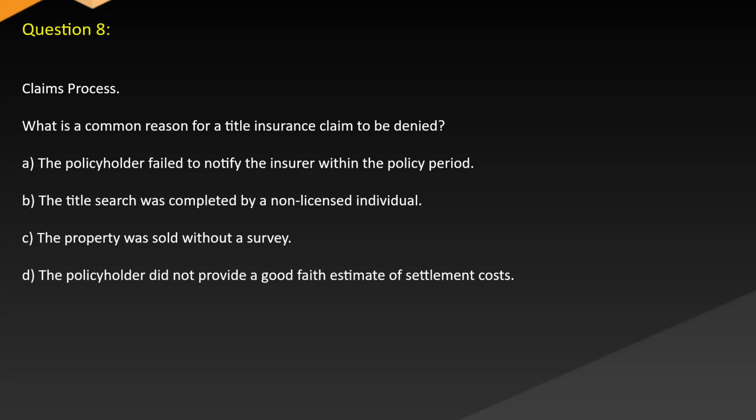Question 8. Claims process. What is a common reason for a title insurance claim to be denied? A. The policyholder failed to notify the insurer within the policy period. B. The title search was completed by a non-licensed individual. C. The property was sold without a survey. D. The policyholder did not provide a good faith estimate of settlement costs.